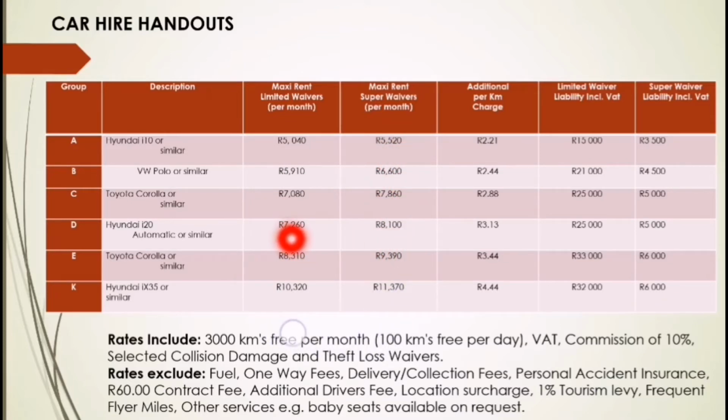So these amounts that are written here under these columns, when you pay these amounts, say you pay 7,260 for a Hyundai i20 under Group D, this 7,260 includes this 3,000 kilometers, VAT, 10% commission for the agent, and your collision damage waiver and your theft loss waiver. And then this excludes your fuel.